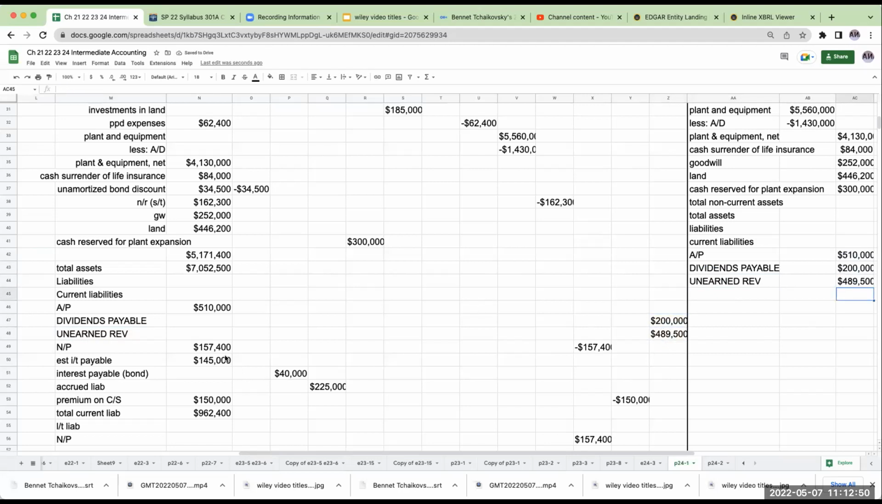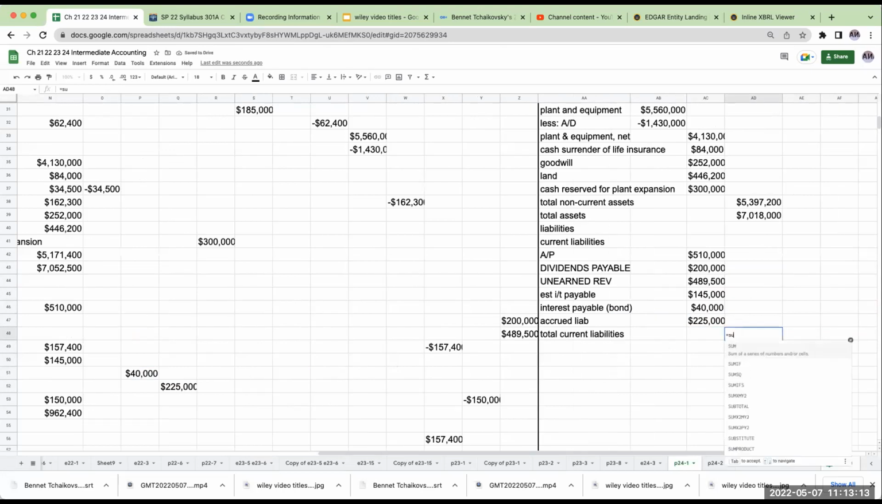We reclassified the notes payable. The estimated income taxes payable are at 145. My interest payable on my bond and my accrued liabilities. And we reclassified the premium on the common stock. So my total current liabilities is going to be over here at 1,609,500.